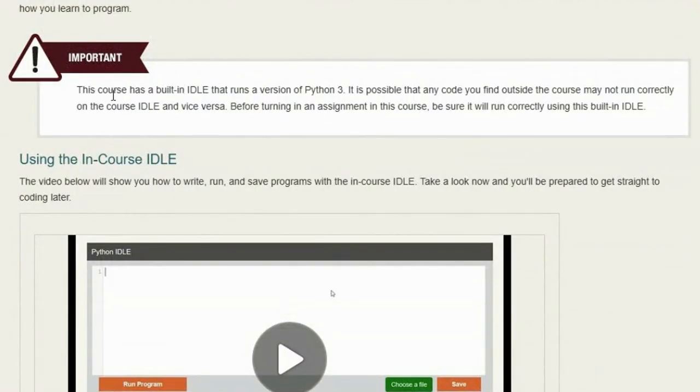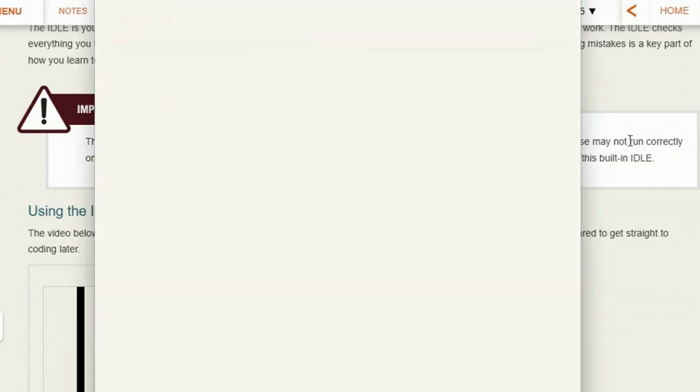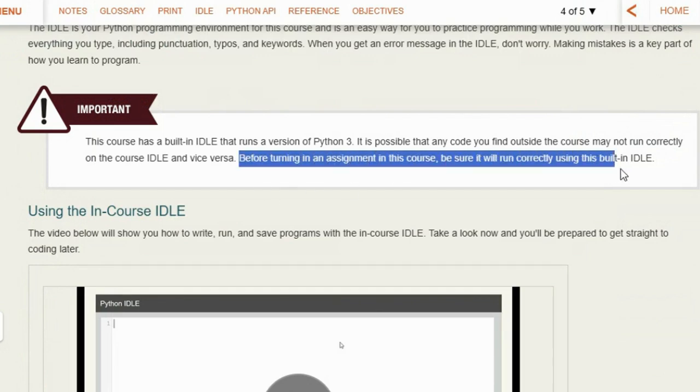Important: this course has a built-in IDLE that runs a version of Python 3. So this has its own specific Python version. It is possible that any code you find outside this course, you may go to other websites where you can write Python code somewhere else, and it may work there, but it won't work here because we have a different version of Python. So before you turn anything in, make sure it will run correctly in our Python IDLE.